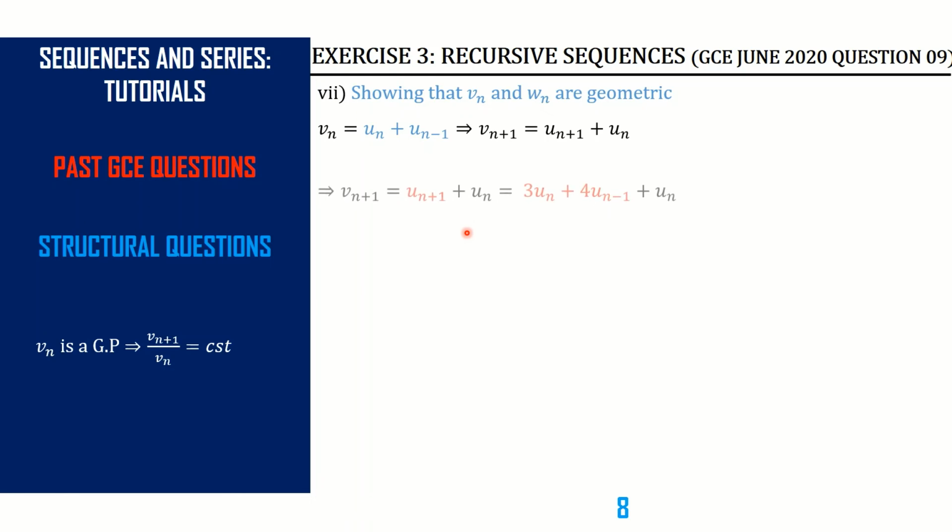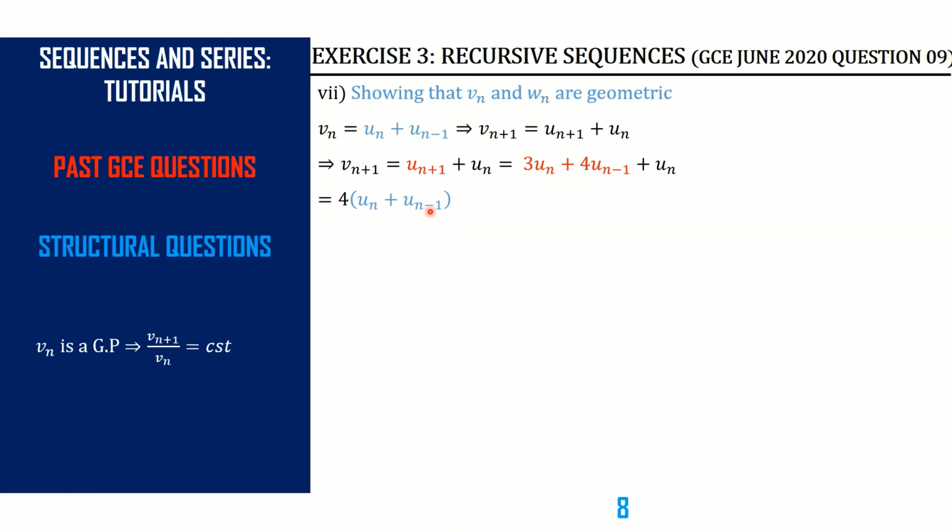Alright, so the n plus 1 term, that is u of n plus 1 plus u of n, I will replace, originally I have highlighted this in red. So u of n plus 1 was 3u of n plus 4u of n minus 1. So my v of n plus 1 becomes 3u of n plus 4u of n minus 1, then plus u of n. Now I can add 3u of n to u of n to get 4u of n. So at the end, I can factor out the 4 and I will get v of n plus 1 to be 4 times u of n plus u of n minus 1.